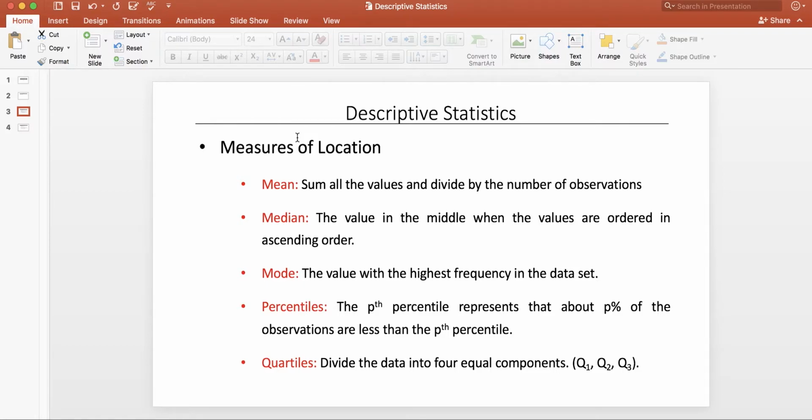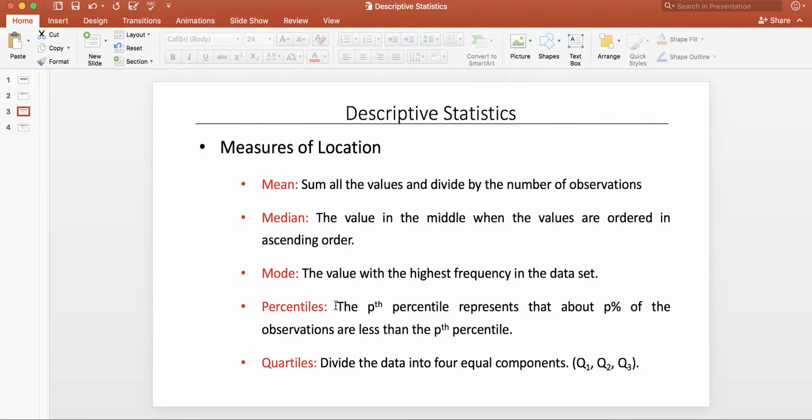So the mean is pretty much the same as the average. What we do is we sum all the values in our data set and then we divide that sum by the number of observations. That will give us the mean of the data. The median is another measure of location, and that is the value in the middle when you sort all the values in your data set in ascending order. And the mode is the value in your data set that repeats the most. So the mode has the highest frequency in your data set.